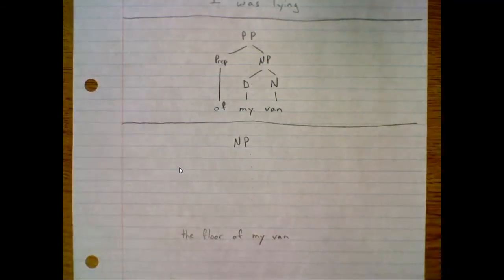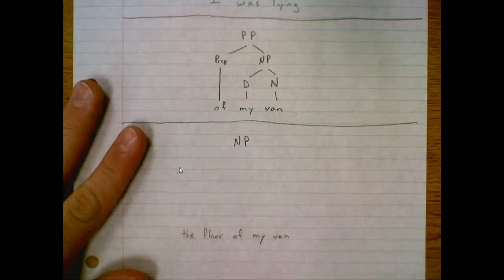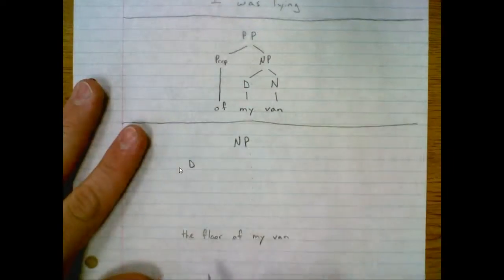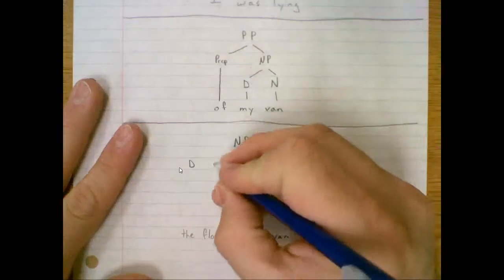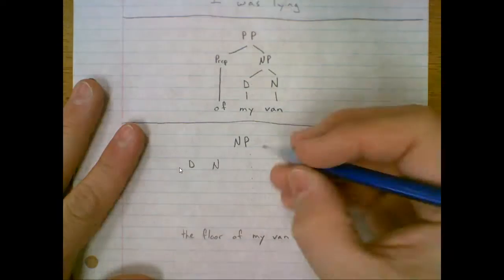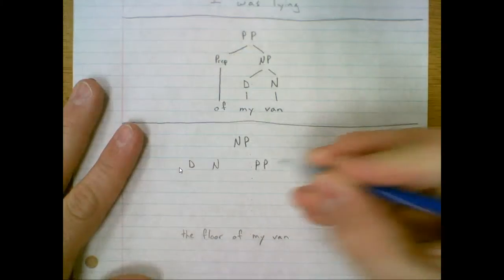Okay? And we know that a noun phrase can contain a lot of different things. A noun phrase can contain a noun plus any embedded adjectives or determiners and any other adjectival modifiers. And we have all three of those things right here. First of all, let's start with the simple things. The, we have the determiner, the. We have floor, which is our noun, for N. And then we have of my van, which is a prepositional phrase acting as a big old adjective.